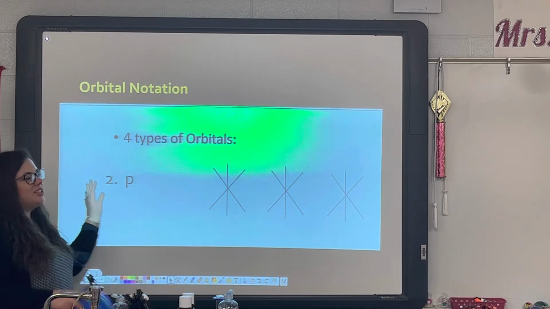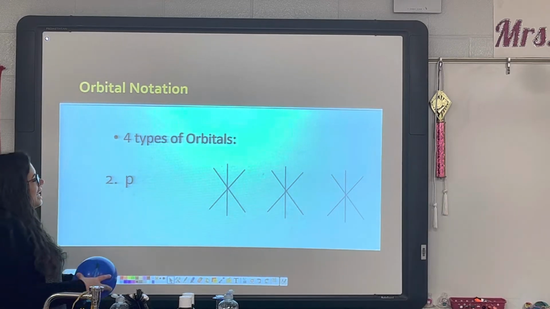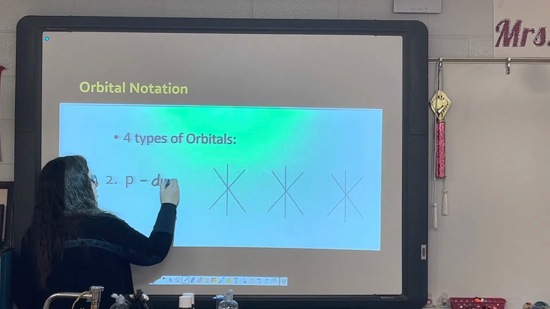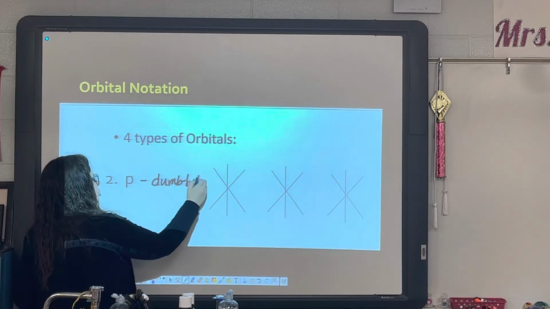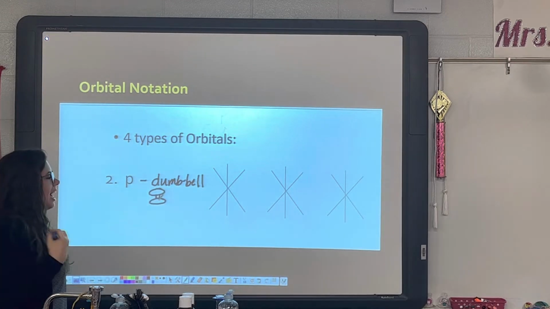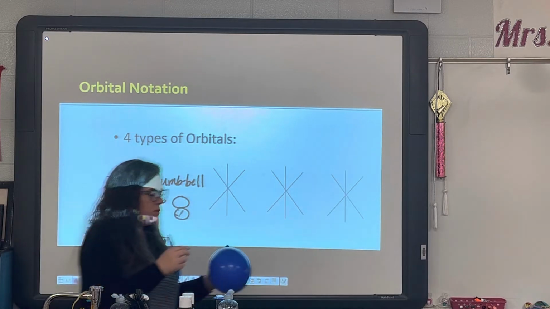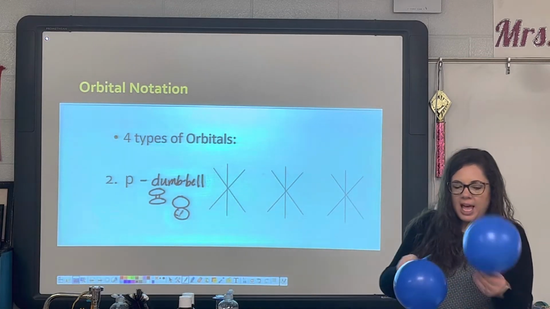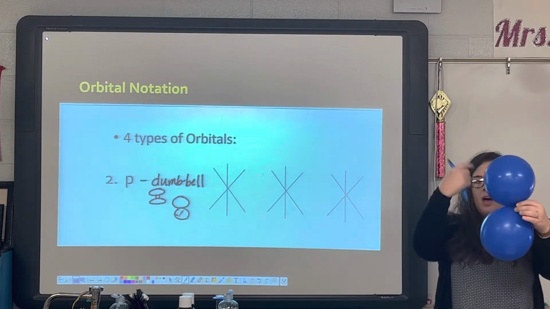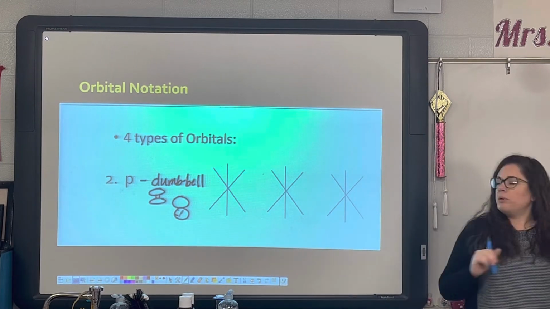Alright, so our second type of orbital is going to be a p orbital. A p orbital has a dumbbell shape. Which is kind of like this, right? A dumbbell. So I draw it like an 8. It would be if I took 2 of the s orbitals and connected them. I have 2 spheres connected. That would be like my dumbbell shape. So there's 3 types of p orbitals.